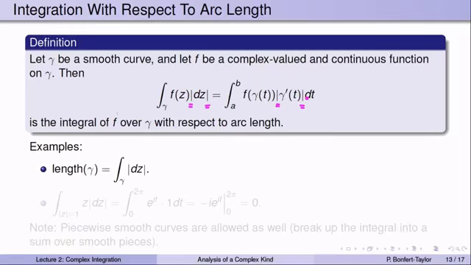Let's look at some examples. The length of a curve gamma, we just found, can be found by taking the integral from a to b of the absolute value of gamma prime of t dt. So in my notation, the function f of gamma of t is just the function 1. So there's f identically equal to 1. And then this length integral agrees with the integral on the right.